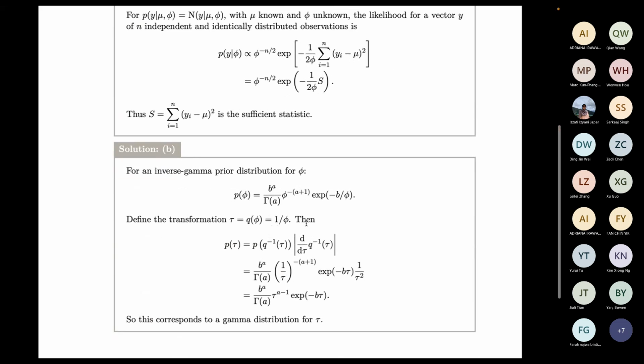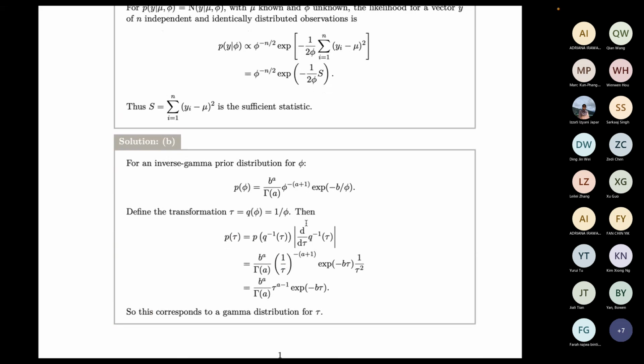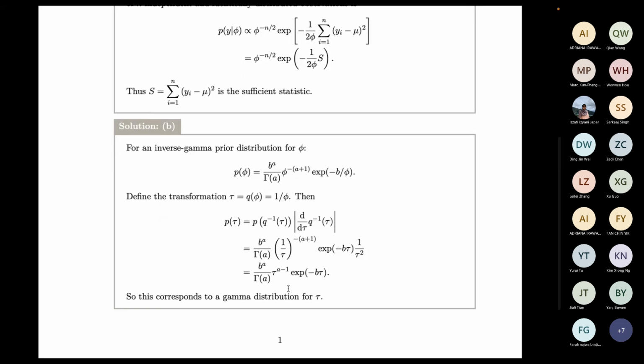For problem B, when phi follows an inverse gamma distribution, let tau be equal to the reciprocal of phi, which requires us to prove that tau follows a gamma distribution. In this regard, we define the transformation tau equals q of phi, equals the reciprocal of phi. Then p of tau is calculated and finally simplified to this expression. Obviously, we can observe that tau follows the gamma distribution. Okay, that's all.